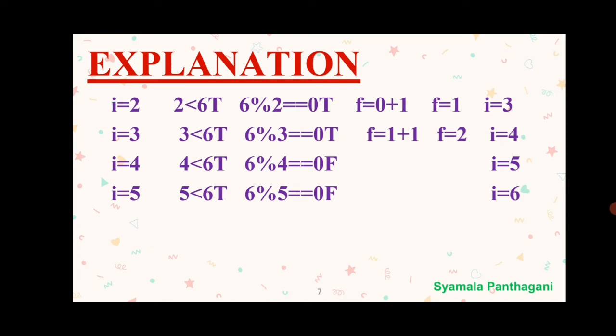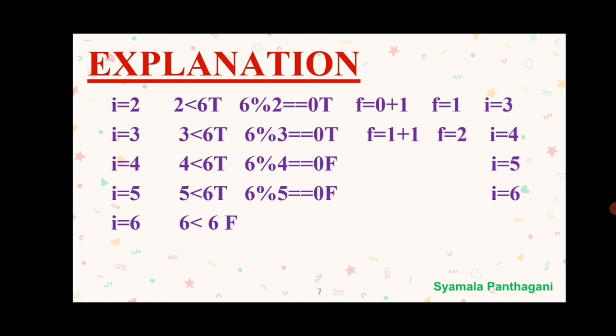Now it comes to the next iteration with the new value of i is 6. 6 is less than 6. This condition is false. That's why it simply comes out of the for loop. When it comes out of the for loop, what do you have to observe? What is the final value of f here? 2. Remember that the value of f is equal to 2.